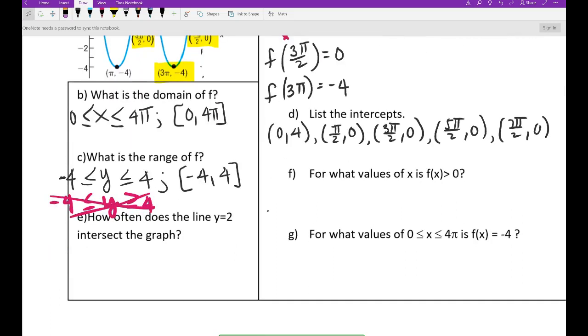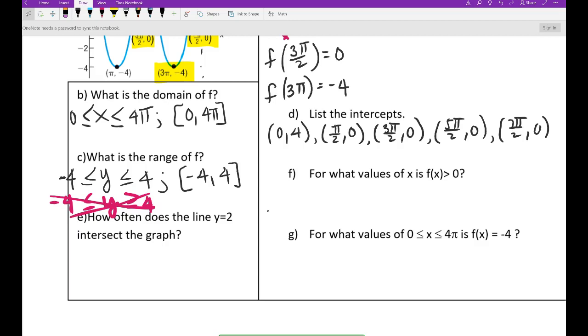E. Now, E, F, and G might be new for us, so please do ask if you don't understand. E says, how often does the line y equals 2 intersect the graph? Okay. Question number 1. The line y equals 2. What does that look like? Up and down, left or right? Left and right. Very good.